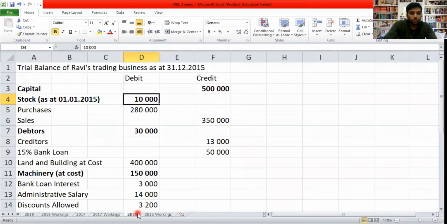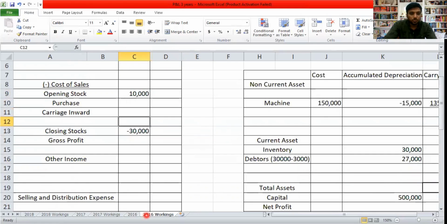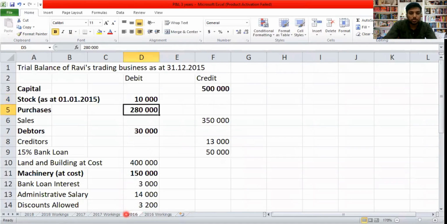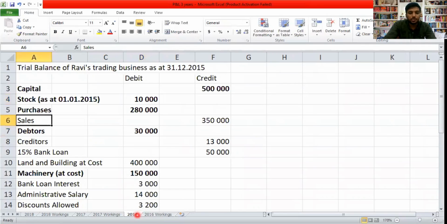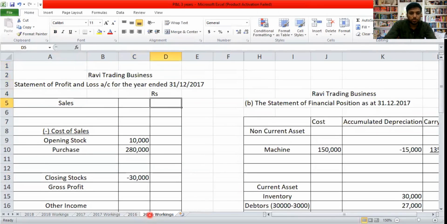Right. In 2016 purchases I have 180,000. I'm going to record 280,000. Then I have carriage inward. Do I have any carriage inward? I always put it, maybe we have loading and unloading charges. In 2018 carriage inward was there. 2017 was not tested, 2016 was not tested. So then I move on to 2016. Sales 350,000. I'm going to take sales 350,000. So I have recorded this.